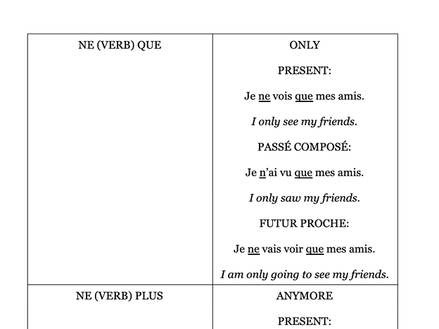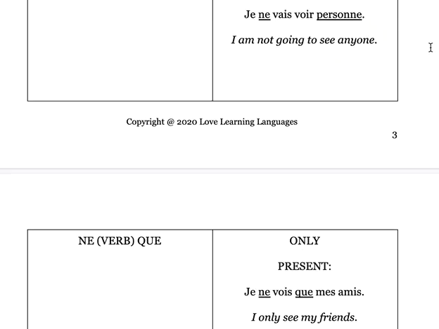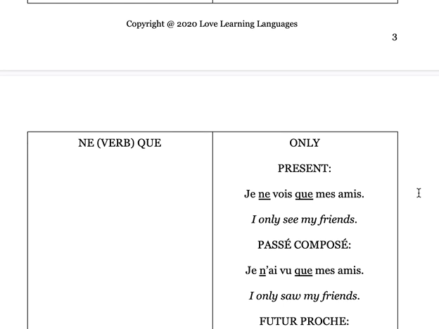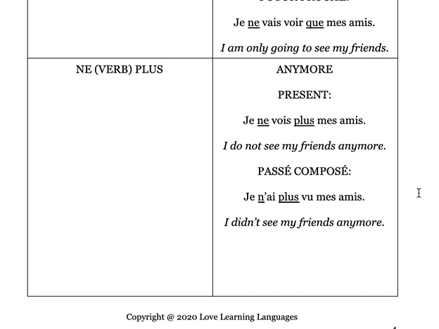So just to remind you, I said it's like personne, but these things go fast. Here's what personne looks like in the passé composé. Je n'ai vu personne. Or, je ne vais voir personne. D'accord? Okay, so now look at this one.